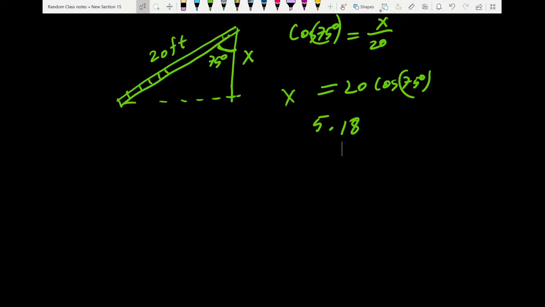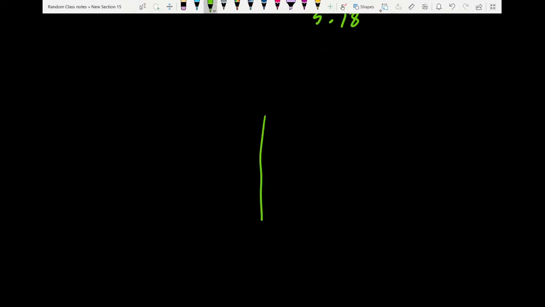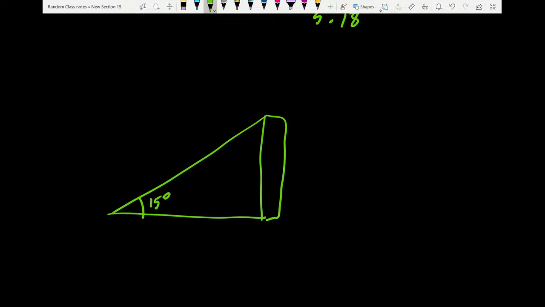So let's try another one. Let's say you want to find the height of a building. This angle is 15 degrees, and this is the length of the wire that goes to the top of it. Let's call it 300 feet. I want to know the measurement of that height.